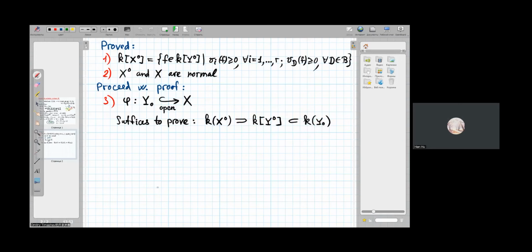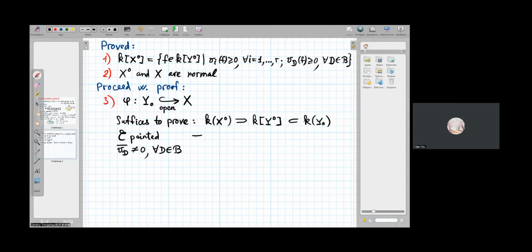Here we use the conditions on the colored cone for the first time. So we know by definition of the colored cone that the cone C is pointed, and the vectors V_D bar corresponding to the colors in the set B are non-zero for any D in B. This is just by definition of the colored cone.